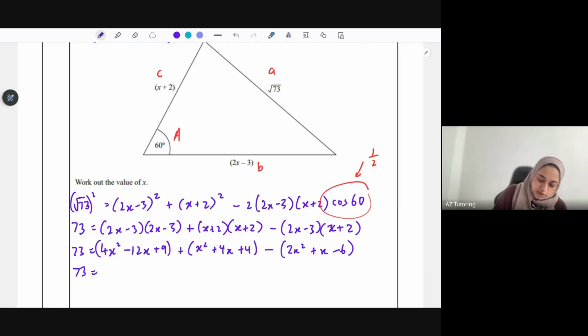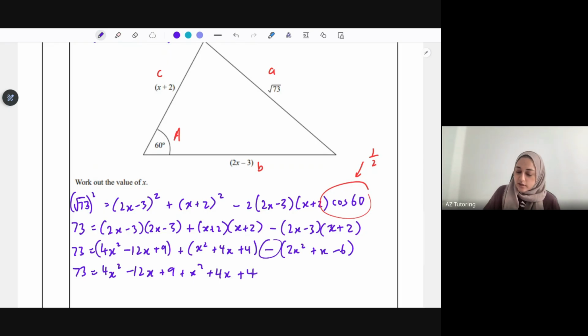So 73 equals, now there's nothing in front of this bracket that's affecting it, so I'm just going to write 4x squared minus 12x plus 9. Same goes for this one. I've just got a positive on the outside, so I've just got plus x squared plus 4x. Why have I not spelled that? And then plus 4.